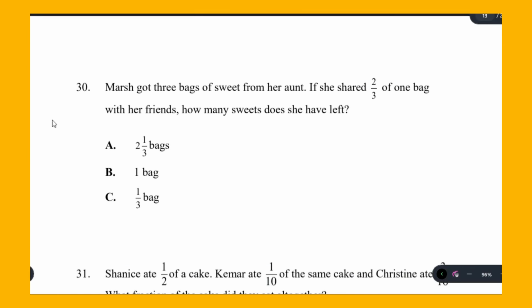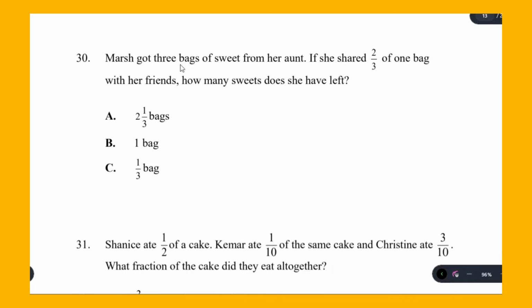Question 30. Marsh got 3 bags of sweets from her aunt. If she shared 2/3 of one bag with her friends, how many sweets does she have left? Now, we can do this two ways. The first way is to draw a picture. So we're going to draw the bags.